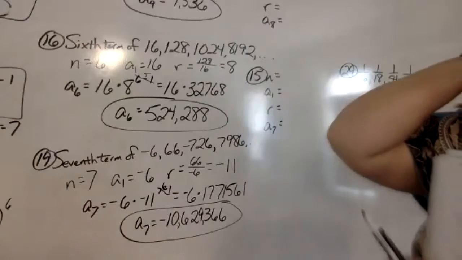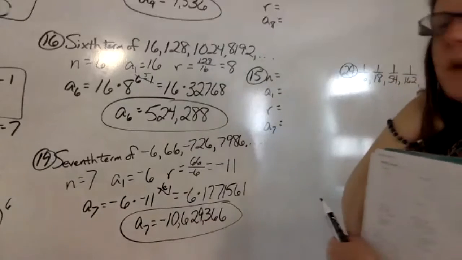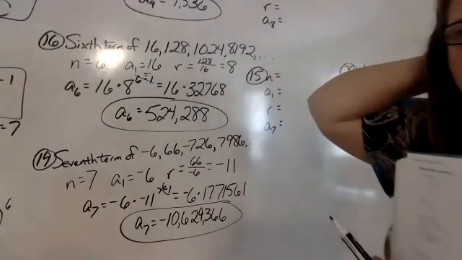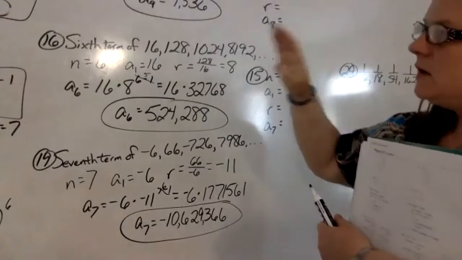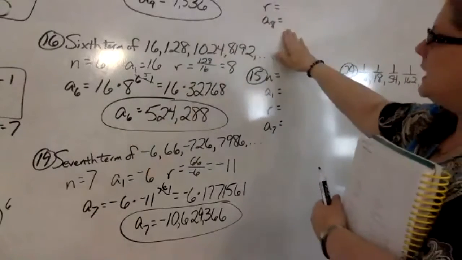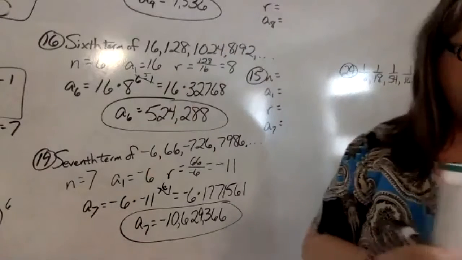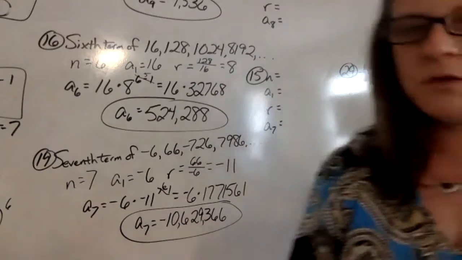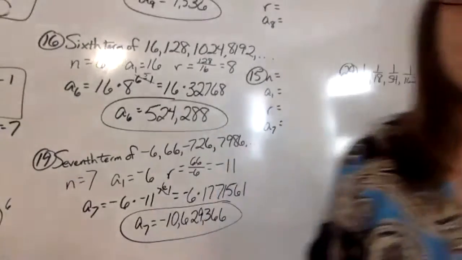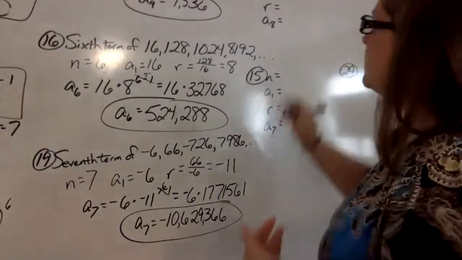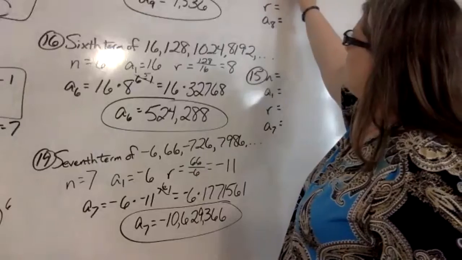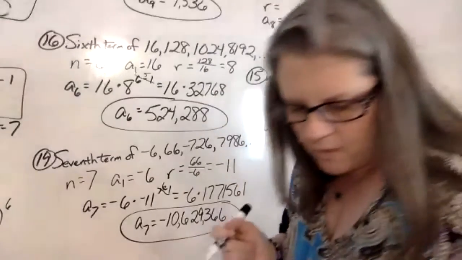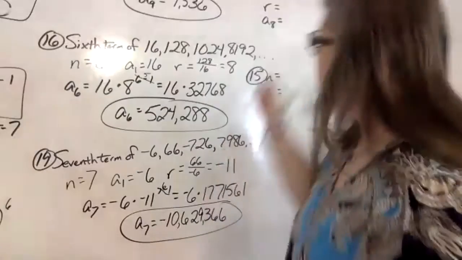Okay, now I didn't put the entire thing up here as far as all the work, but we're going to go through, and if you got your N, A1, and R labeled correctly, then hopefully you were able to plug them into the formula and get the right term that it was asking for. So on number 10, it was asking for the 8th term. So N was equal to 8. The first term that was given to you already in the sequence was 11.